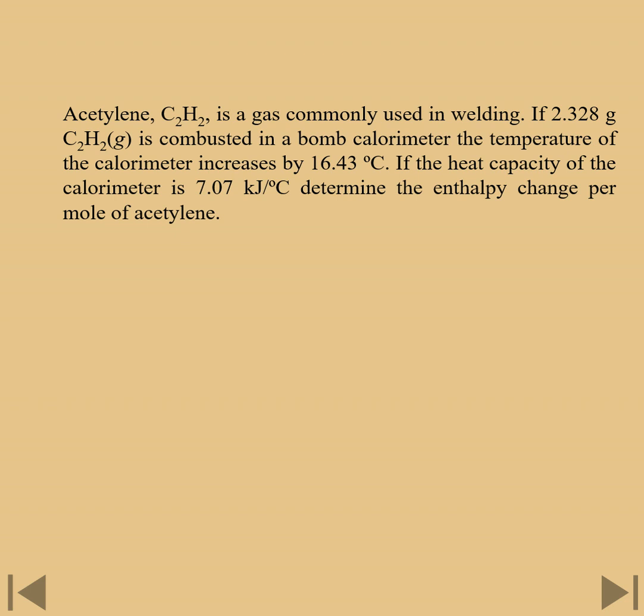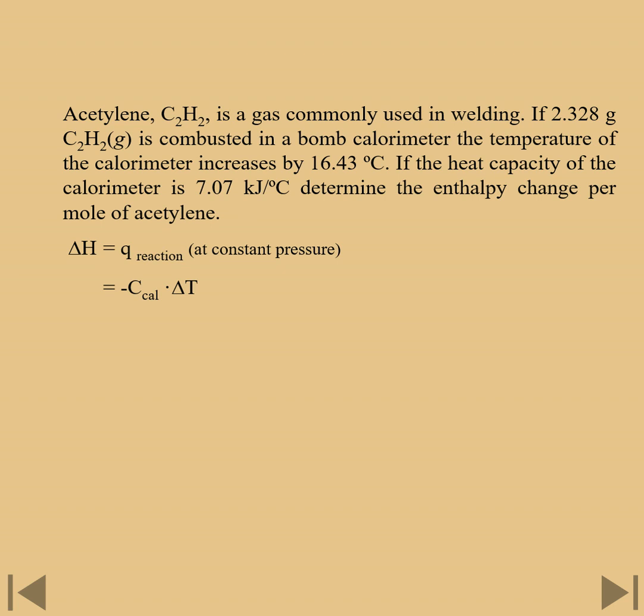Acetylene, C2H2, is a gas commonly used in welding. If 2.328 grams of acetylene is combusted in a bomb calorimeter, the temperature of the calorimeter increases by this temperature. If the heat capacity is this number, determine the enthalpy change per mole of acetylene. Well, let's see. First, we're going to calculate the enthalpy change for that 2.328 gram sample, and then we're going to use our units to convert that per mole. So again, our primary equation, delta H equals Q of the reaction, which is equal to negative Q of the calorimeter.